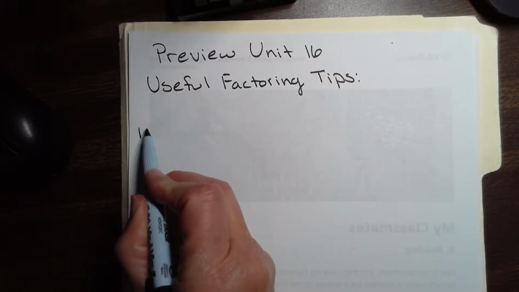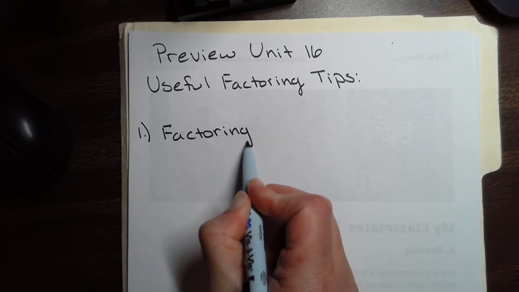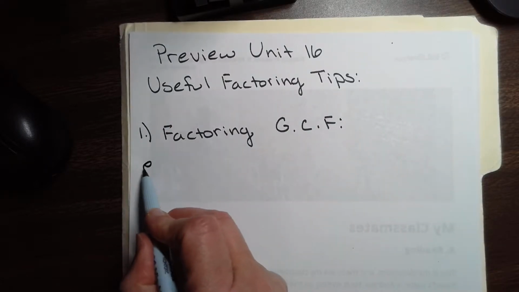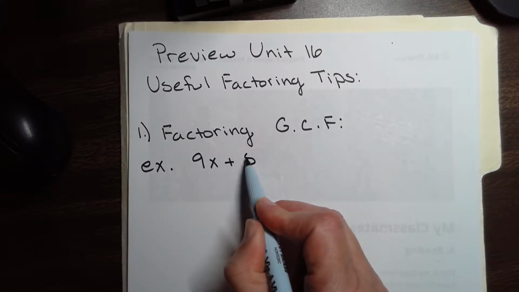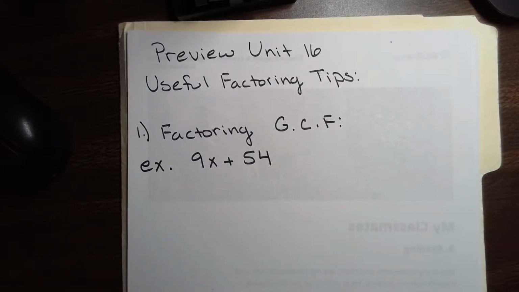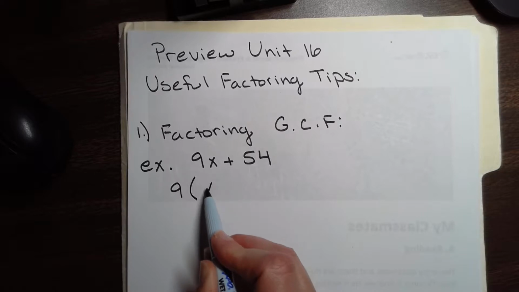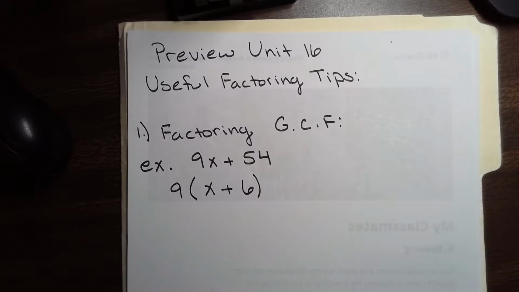The first factoring method that we talked about was factoring out a GCF. So let's go ahead and take a look at a couple of examples with this one. One example could look something like this: 9x plus 54. If I look at this, I try to find the greatest common factor that can factor out of both of the terms. So our greatest common factor for this one would be 9. And then what we have left is x plus 6. So that's an example of factoring out a GCF.